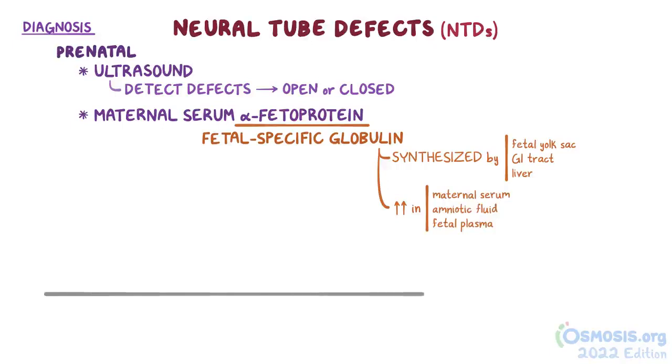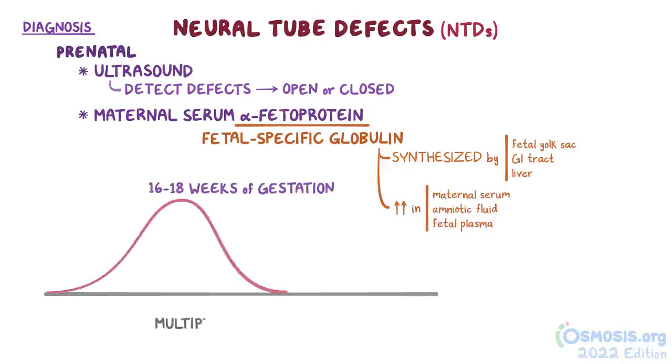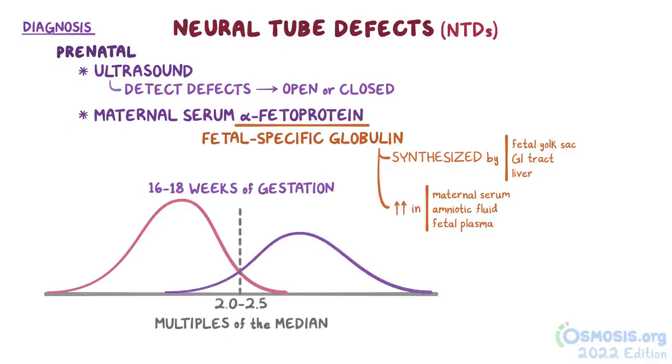Serum testing is performed ideally at 16 to 18 weeks of gestation, and the results are expressed as multiples of the median for each gestational week. A value equal or above 2.0 or 2.5 multiples of the median is considered an abnormal result.